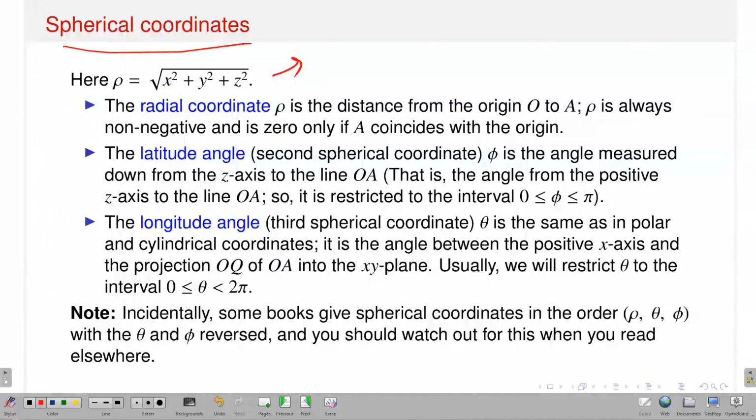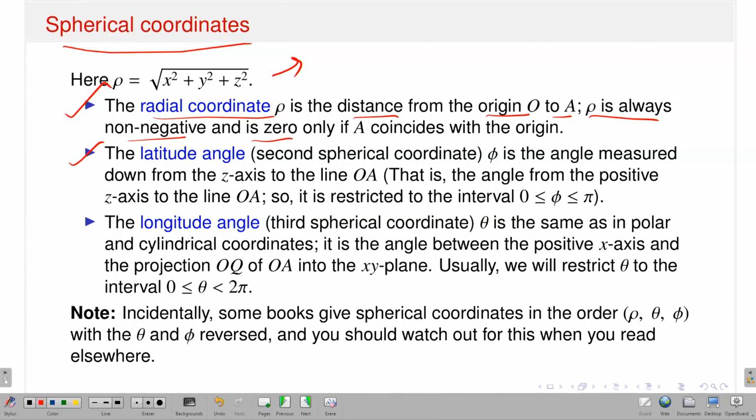So rho, as I said, for a point (x, y, z), is the distance from the origin, which is the square root of x square plus y square plus z square. The radial coordinate rho is the distance from the origin O to A. So rho is always non-negative and is 0 only when A coincides with the origin. Otherwise rho is always positive, because it is the distance from the origin to the point (x, y, z).